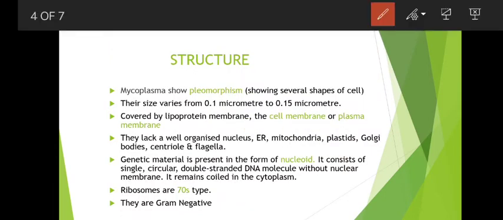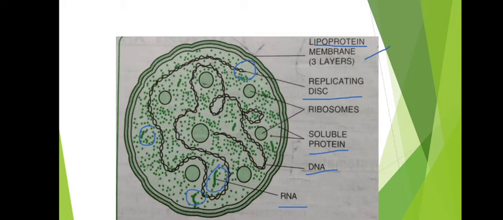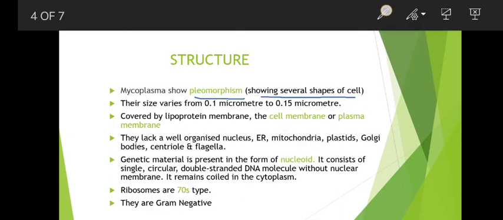Now, the mycoplasma show pleomorphism, that is, they show several shapes of cell. So mycoplasma does not have any specific shape of cell. As we can see here, it's shown circular in shape, but it may be of any other shape. Now their size varies from 0.1 micrometer to 0.15 micrometer. So they are very small, and mycoplasma are the smallest known living structures on earth. And they are covered by a lipoprotein membrane, the cell membrane or the plasma membrane, that is a three-layered lipoprotein membrane.